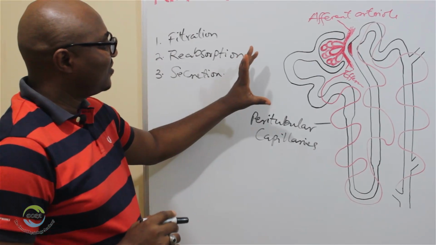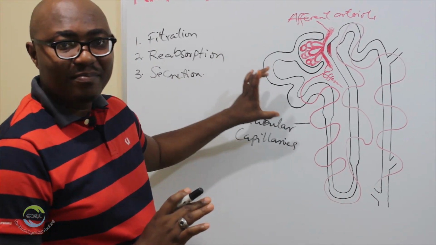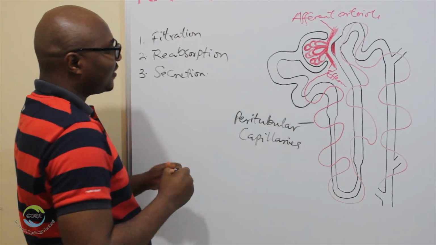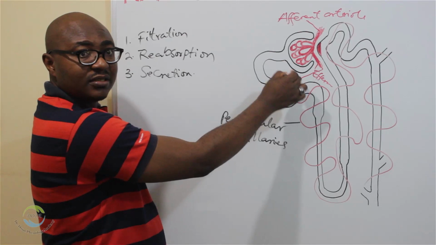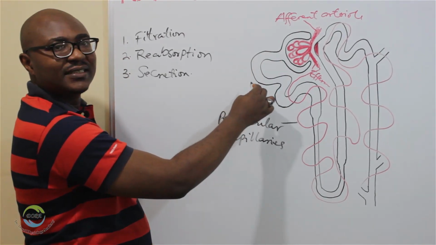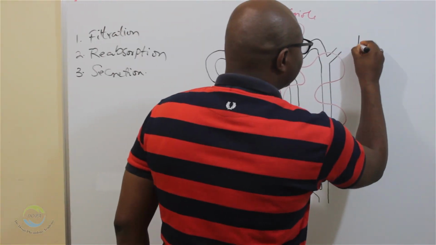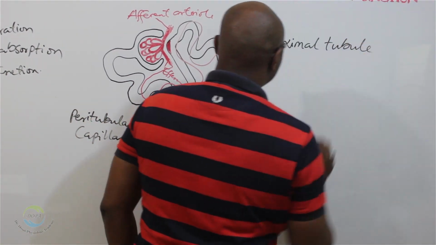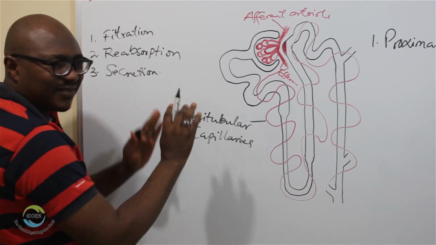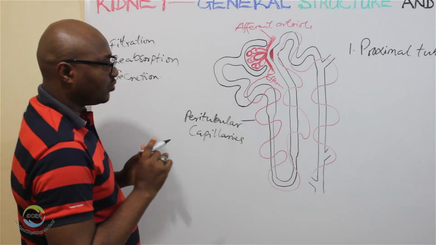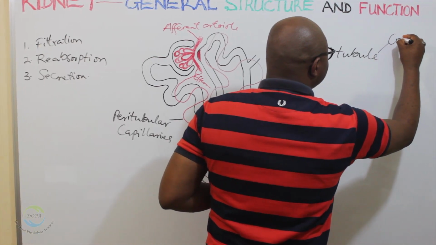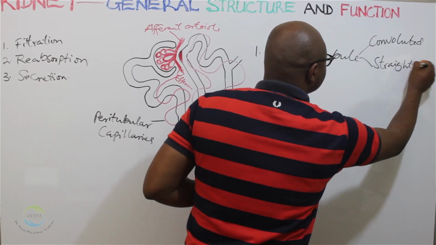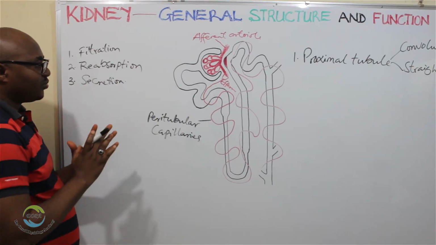Welcome back. So now we're going to be talking about the different parts of the nephron so that we understand their peculiarities. Now, after this renal corpuscle, the first part of the renal tubule is called the proximal tubule. This first part is divided into two parts also. You have the convoluted part and the straight part. So you have the proximal convoluted tubule and the proximal straight tubule.